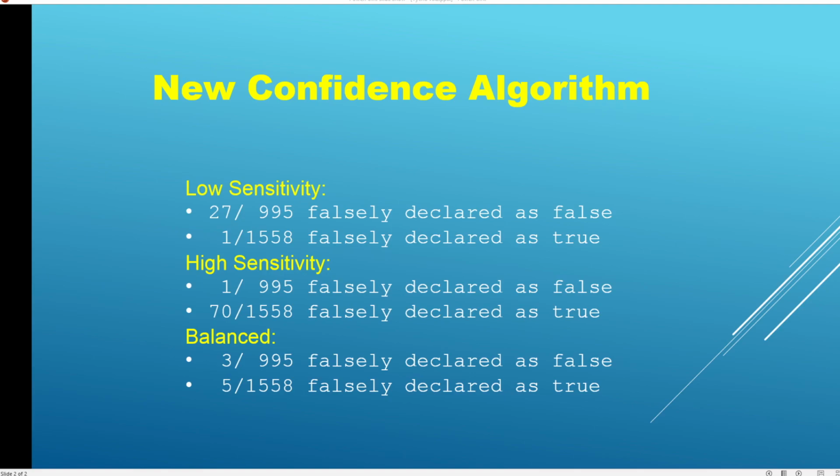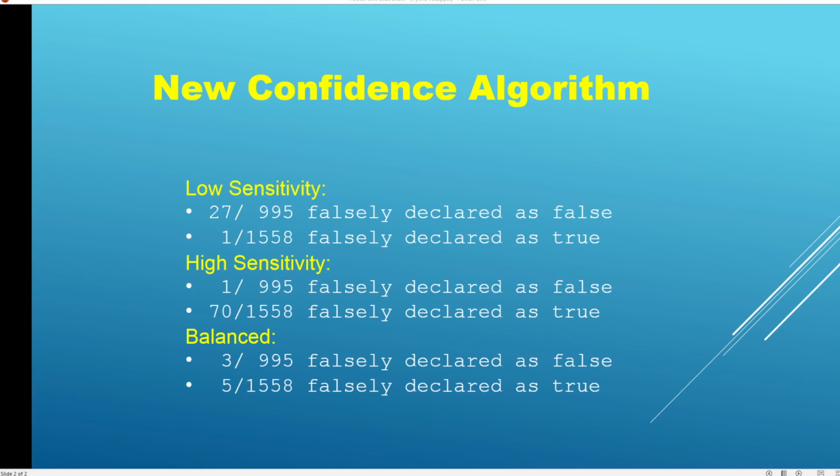High sensitivity is in the opposite direction. So we have only one out of the 995 true objects that were falsely declared as false. However, there were 70 out of the 1,558 false objects declared as true. So you'll have a lot more false objects to deal with. But you might use this if you have a very clean sensor and you simply want to detect as much as possible those very, very faint objects.